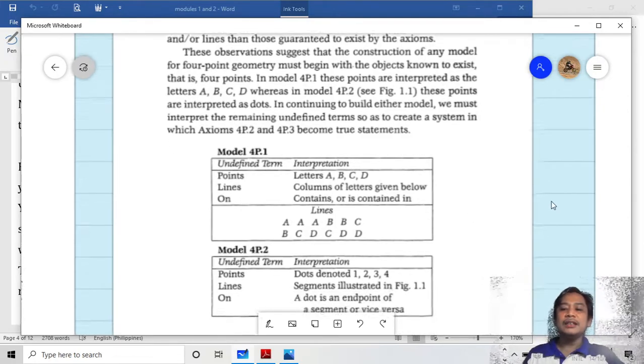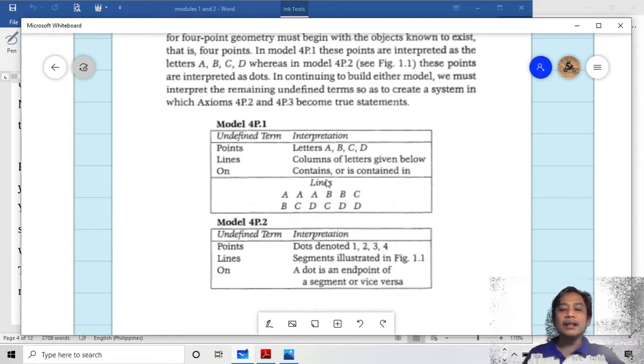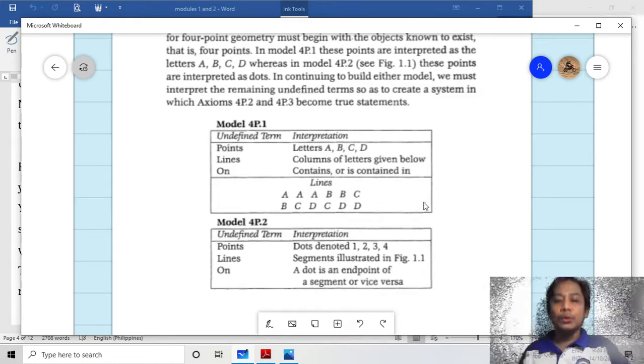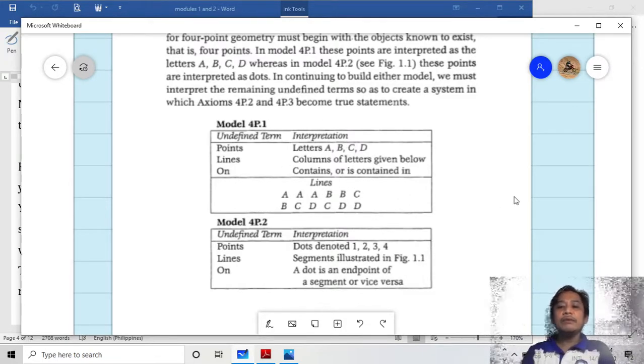So, since a line contains exactly 2 points, each column would have 2 letters. So we have here AB, AC, AD, BC, BD, and CD. So here is a model. Now to verify the consistency, we first have to verify the axioms. First axiom, there are exactly 4 points. So we see that such axiom is satisfied because we have exactly 4 points, A, B, C, and D.